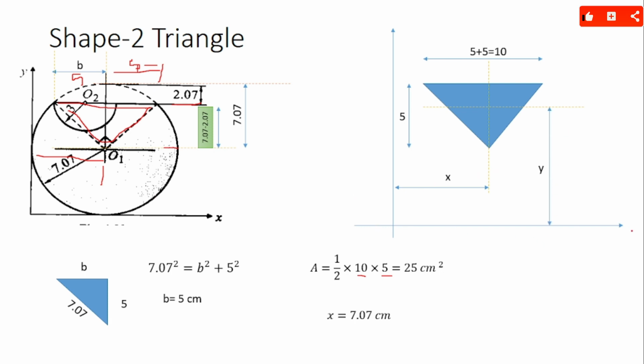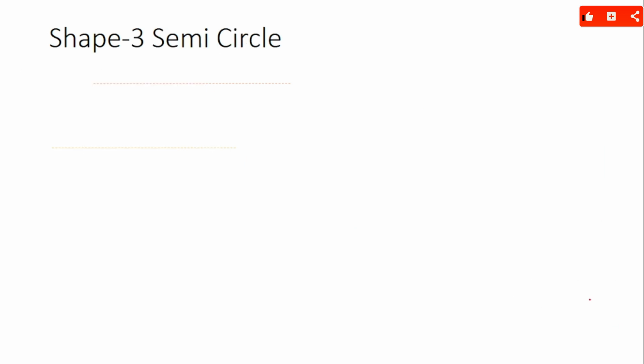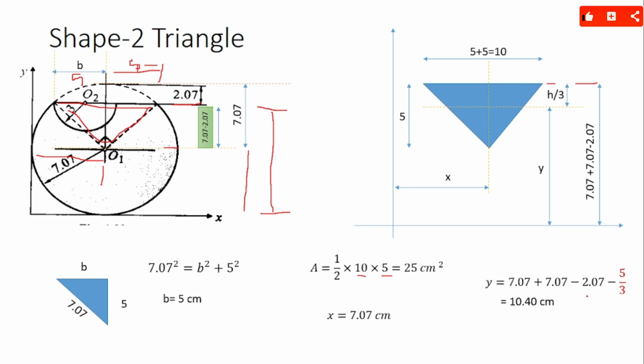Y bar will be the distance from the x axis to the centroidal axis. So we should find out this distance. For that we should know what the upper distance is. This upper distance is equal to h by 3, by the formula of the centroid of a triangle. So 5 divided by 3, and we know that the total height is the radius 7.07 plus 7.07 minus 2.07. This is the height from this point to this point. So 7.07 plus 7.07 minus 2.07 minus this h by 3. So this is the value of y bar. We get the value of y bar equal to 10.40 centimeter.